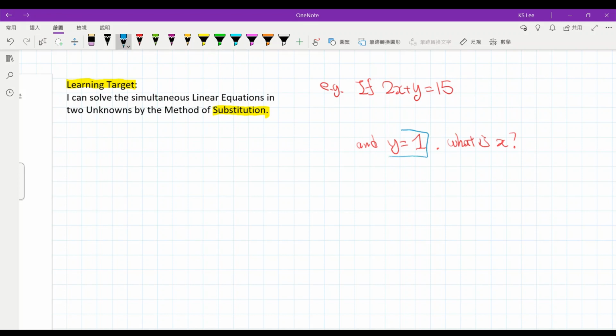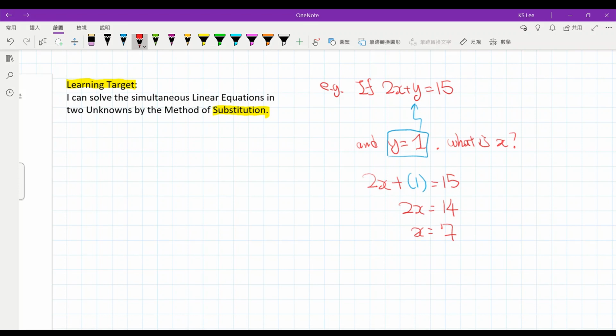We can work out our step by substituting the 1 into the position of y. Therefore, we have 2x plus 1 equals 15. Right? So, we can find out the value of x to be 7. And so this is called the substitutions.